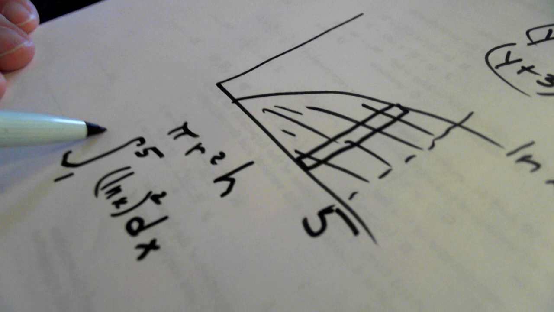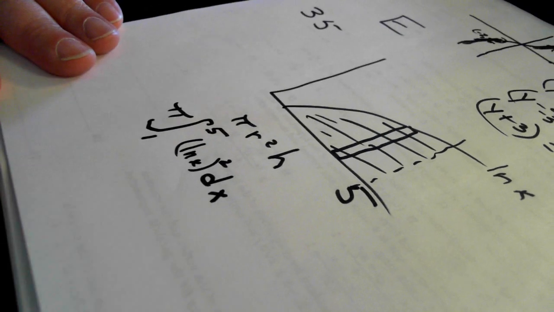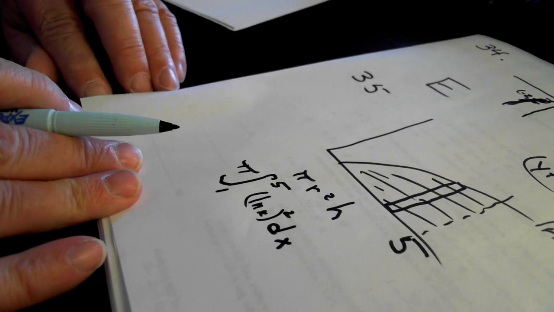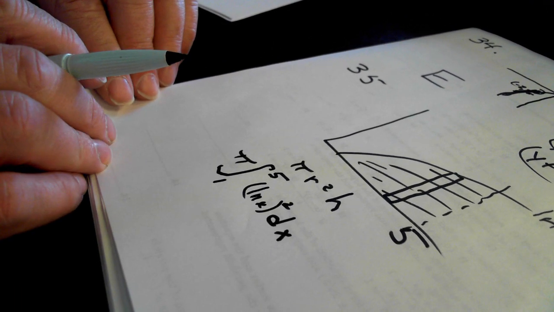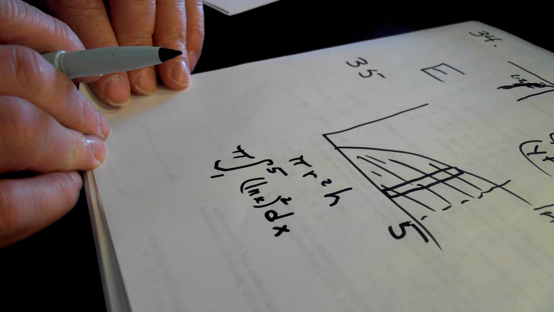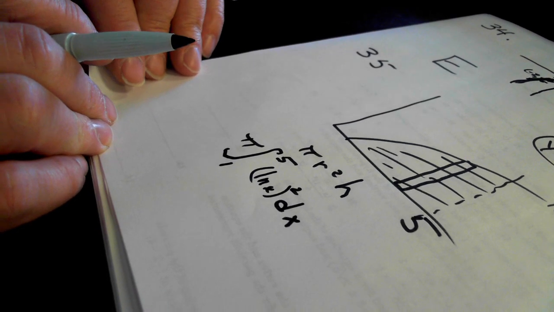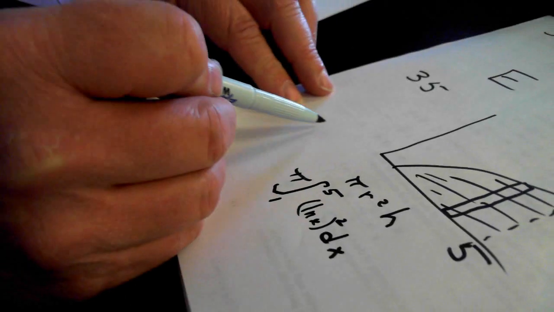Oh, Kiara saved me again. Pi. Don't forget your pi. Which one is it? 80. C. Yeah, I got C. People are saying C.